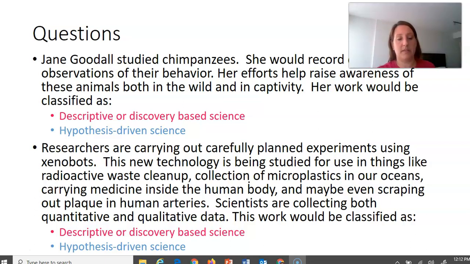Okay, this would be hypothesis-driven science, and you would know that based on the very first sentence there, that researchers are carrying out carefully planned experiments, right? And they're also gathering both qualitative and quantitative data.